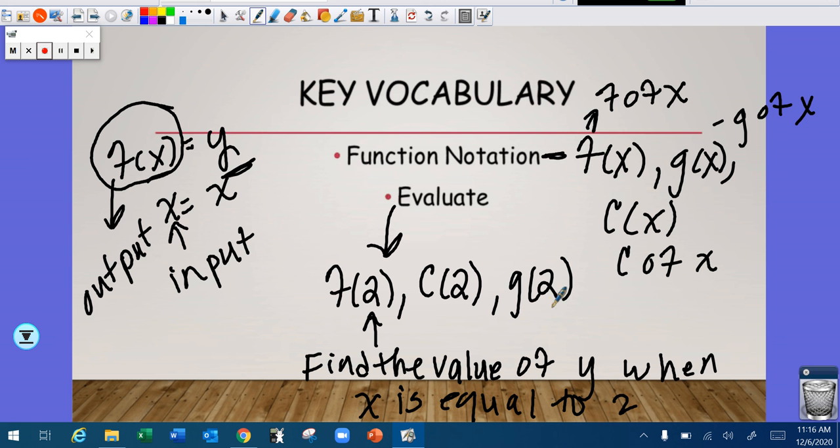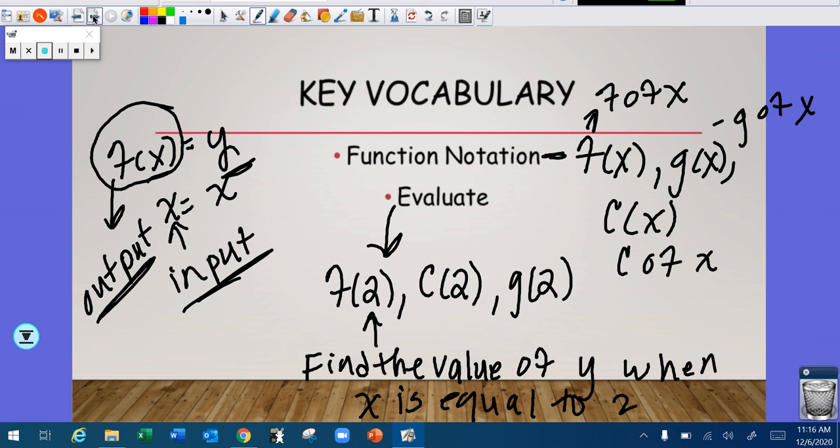Find the value of y when x is equal to 2. And it doesn't have to always be 2. It can be 3, 4. They're going to just give you what the value of x is, and you have to find the y. Or another way of saying this: find the value of the output, which y is called an output, when the input is equal to 2. And these input values change. So if the input value changes, so will the output value.